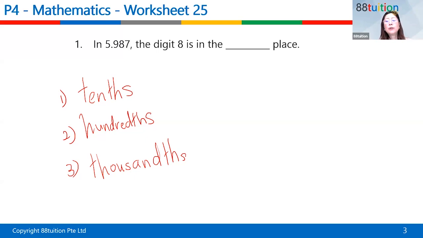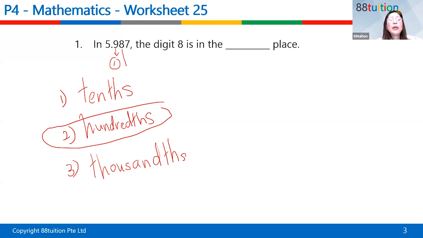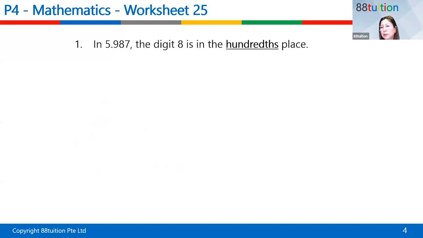Okay, Janelle, you're correct. Zhi-En, you're correct. Yes, so the answer is 2, right? It's in the hundredth place. So the first number after the decimal is the tenth place. 8 is in the hundredth place, and 7 is in the thousandth place. Okay? The answer is 2 hundredths.